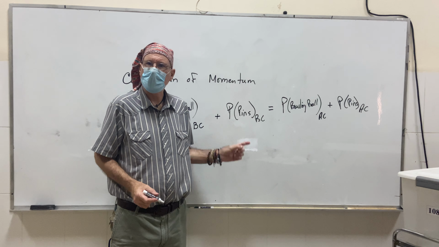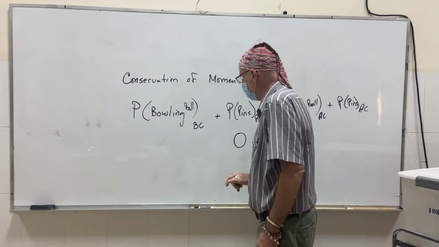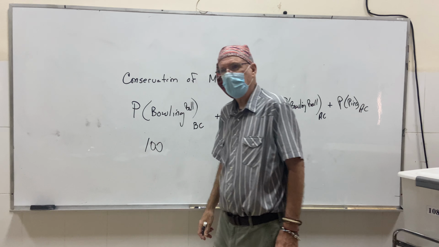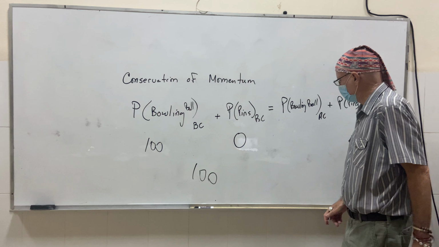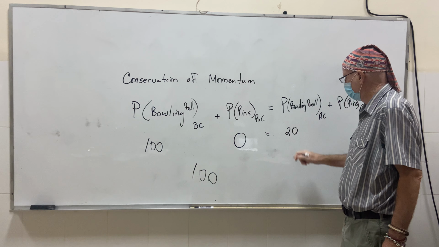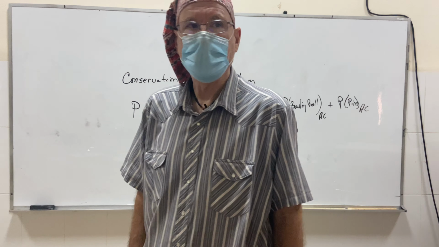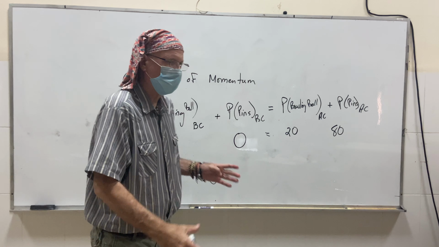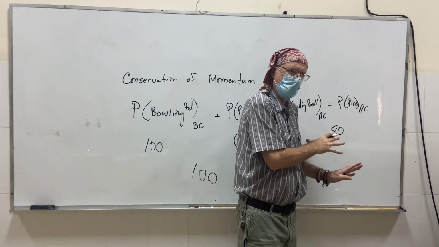But before the collision, what's the momentum of the pins? Zero. That's right. They're not moving. So all the momentum is here, correct? Let's say it's 100. So 100 plus 0 is 100, correct? And then let's say the ball has only 20 left. How much momentum do the pins have? It has 80, correct? So the momentum before the event equals the momentum after the event. You get it? Okay.